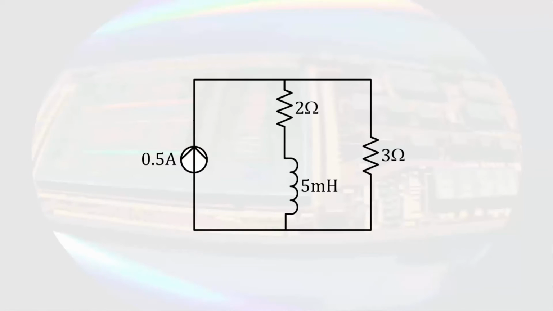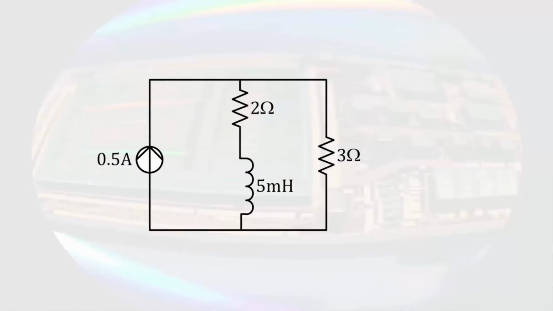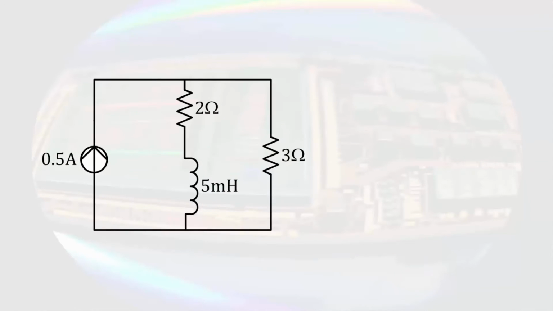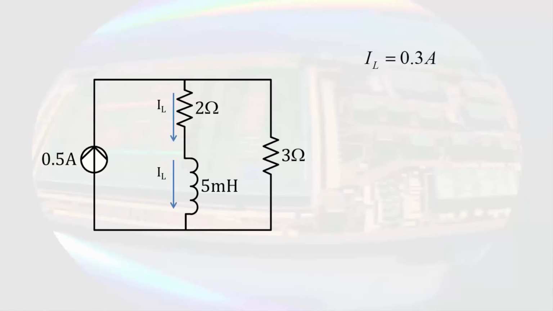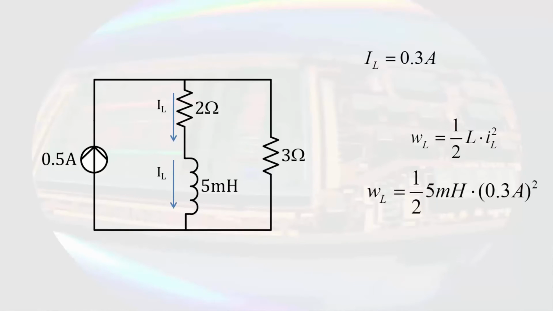If we put an inductor in a circuit with a couple of resistors and assume the circuit has been like this for a while, about 5 milliseconds or so, we can determine the current through the inductor by determining the current through the 2 ohm resistor. This is because an inductor looks like a short circuit to direct current. We can then use current division to solve for the current and find that it is 0.3 amps. The energy stored in the inductor would then be 1/2 times 5 millihenries times 0.3 amps squared, or 225 microjoules.